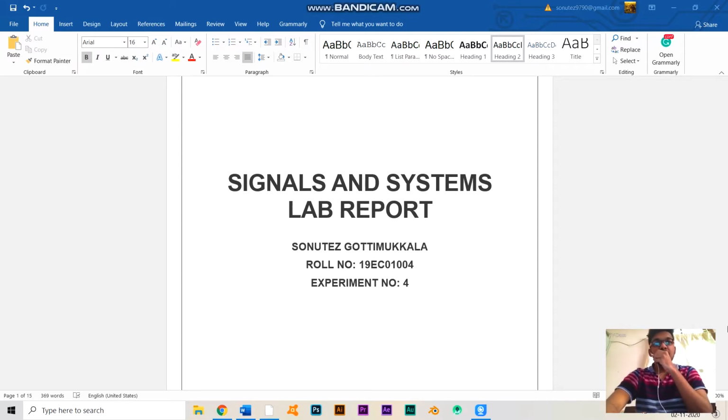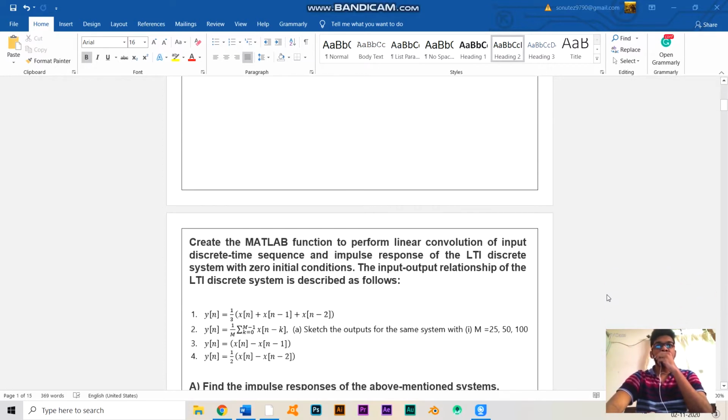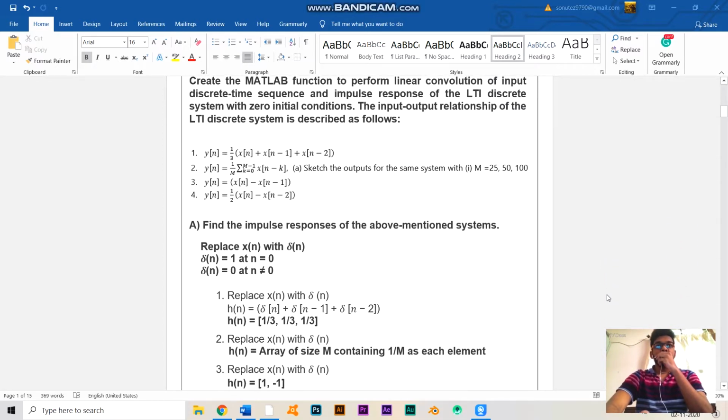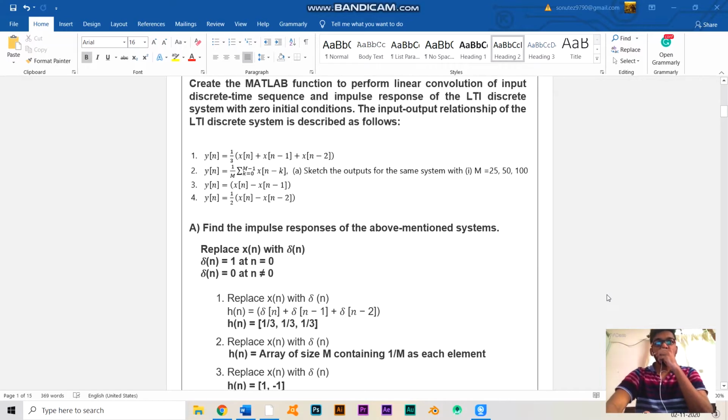Today we will be discussing the fourth experiment in the Signals and Systems lab. This is based on convolution. Now we have to create a MATLAB function to perform linear convolution of the input discrete time sequence and impulse response of the LTI discrete system.